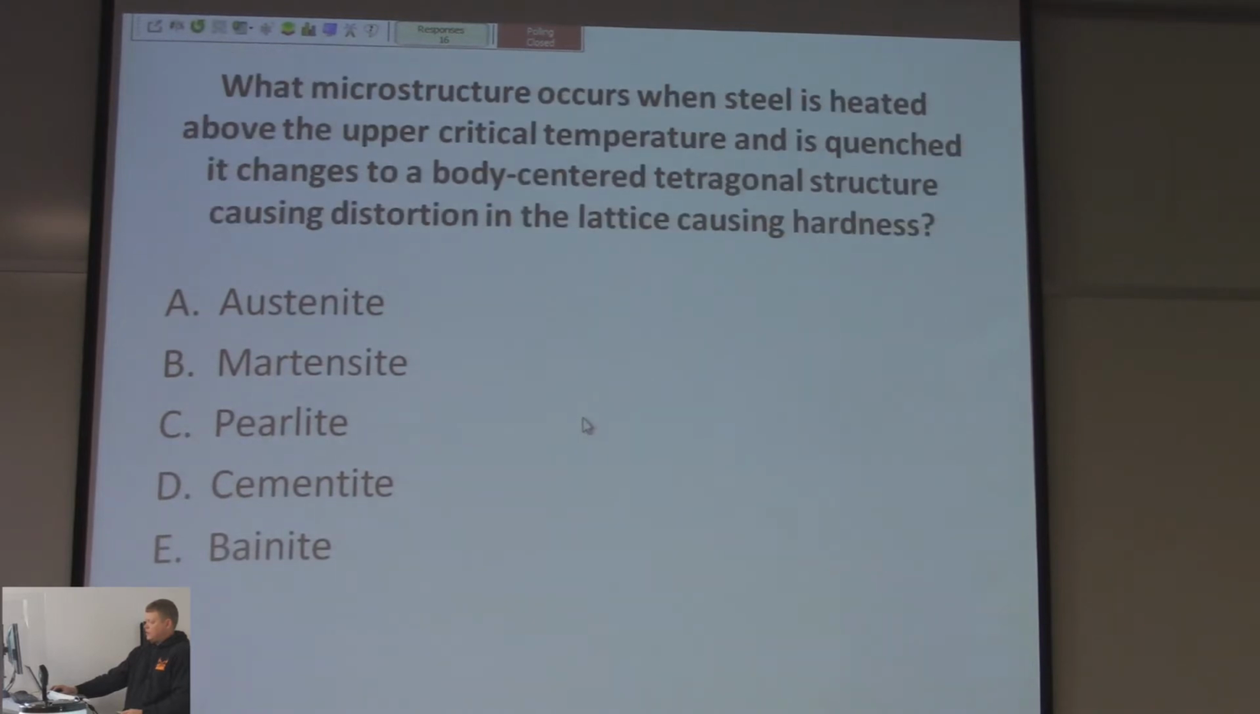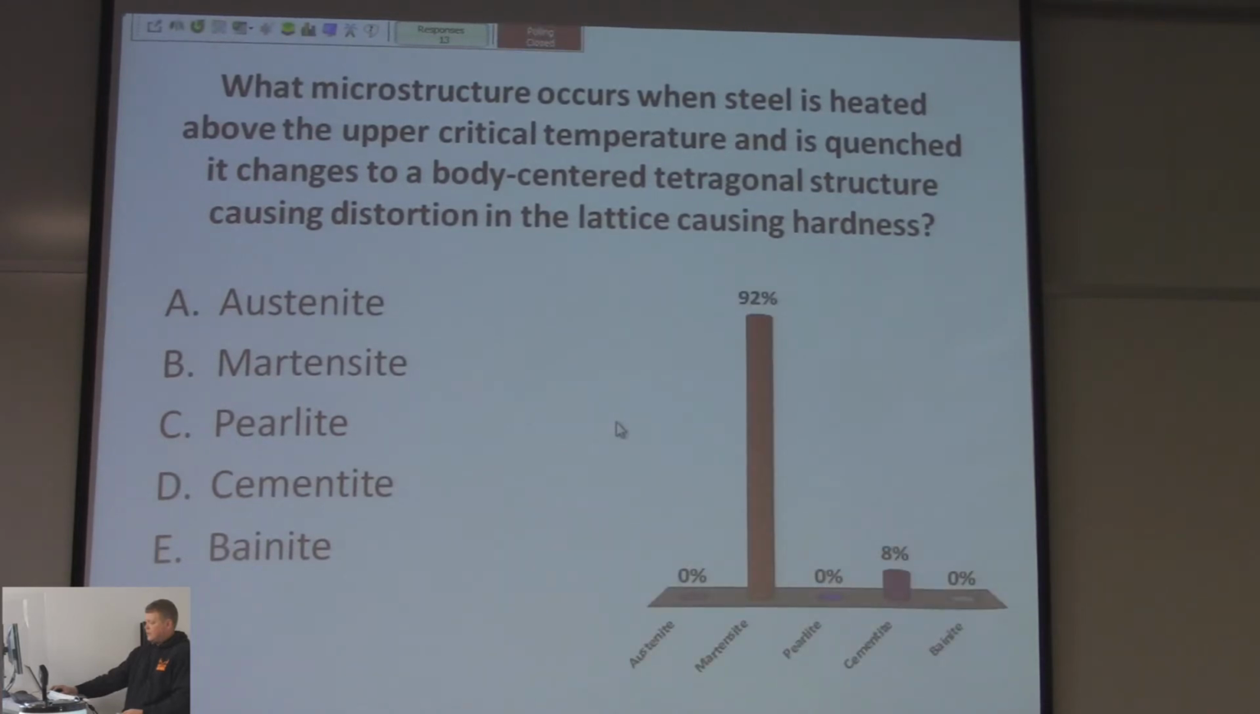What microstructure occurs when steel is heated above the upper critical temperature range and is quenched? It changes to a body-centered tetragonal structure, causing distortion in the lattice, which causes hardness. Austenite, martensite, pearlite, cementite, or bainite? Pretty good. Martensite. When you hear hardness, think martensite, right? Making it hard. So 92% of you were correct.